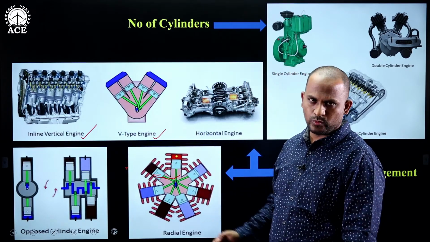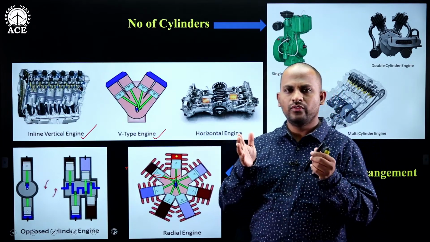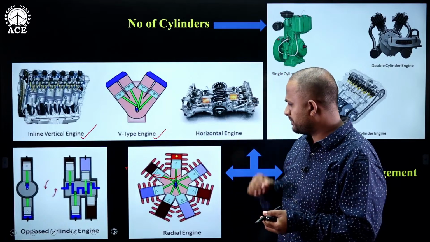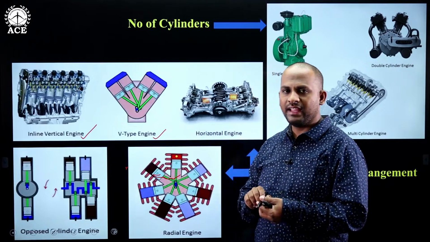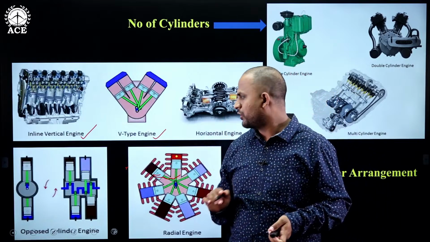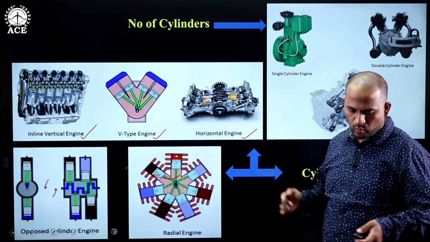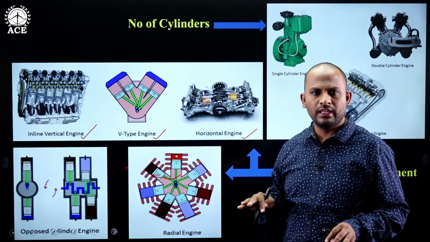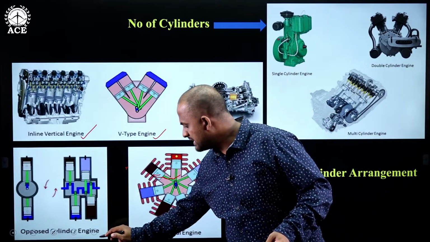The next one is the V-type engine. In a V-type engine, there will be a single crankshaft. On the single crankshaft, we attach two banks of cylinders, so that we can produce more power, and the angle between the two connecting rods of the V is approximately 45 degrees. The next one is the horizontal engine. What is this horizontal engine? If the piston reciprocates horizontally, then we call it a horizontal engine. And the next one is the opposed cylinder engine.